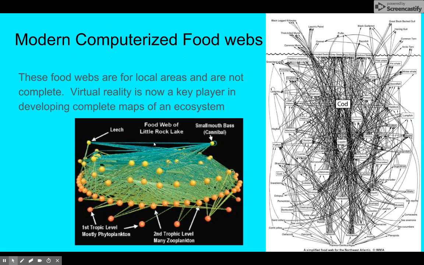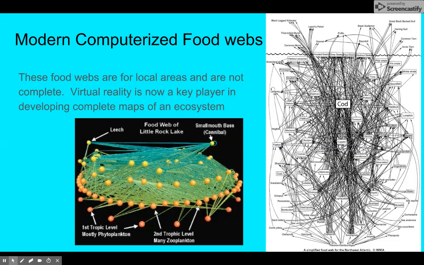And here is a modern food web made by scientists today. So the ones we do in school are quite simplified. This one here is northern cod only, and it's a partial food web. This one on the left is a modern virtual reality food web. You can put on an Oculus helmet and fly through the food web, look at chains. These are all databases that hundreds of scientists contribute to.